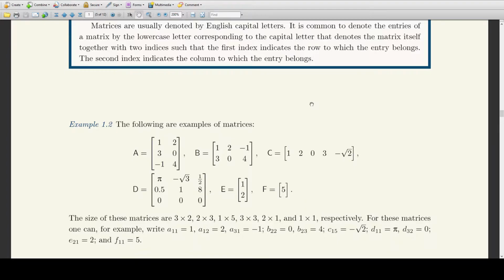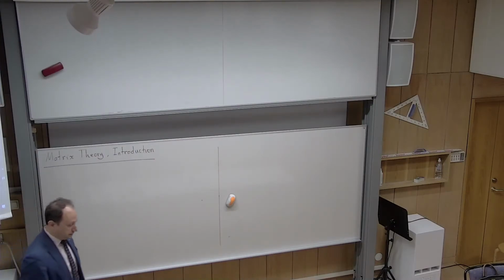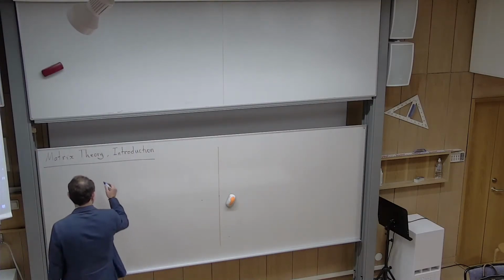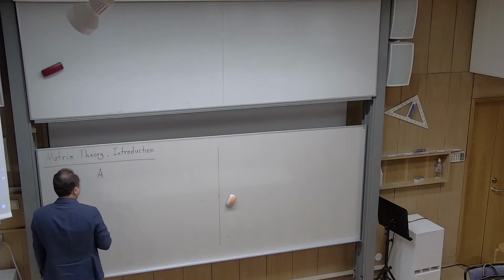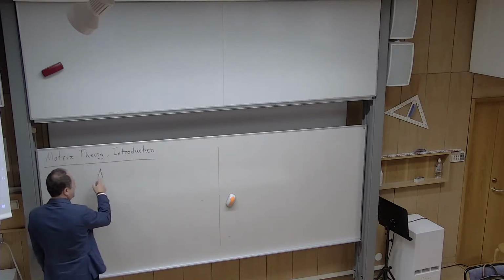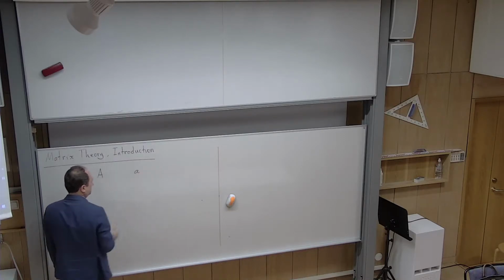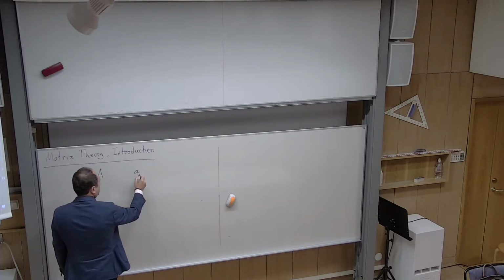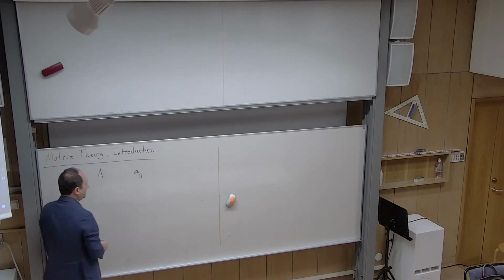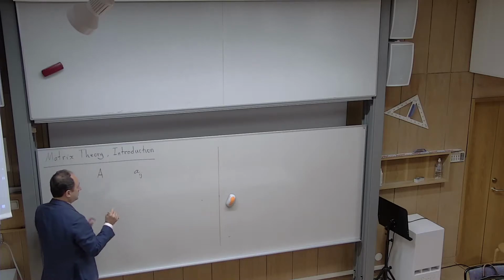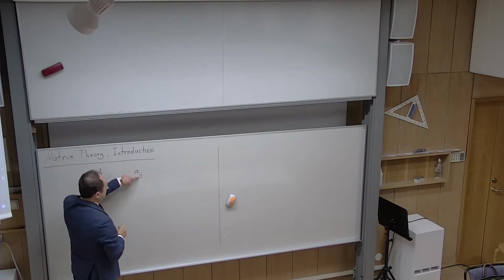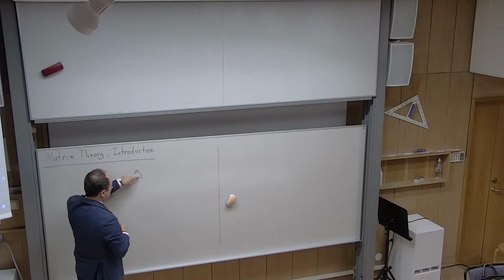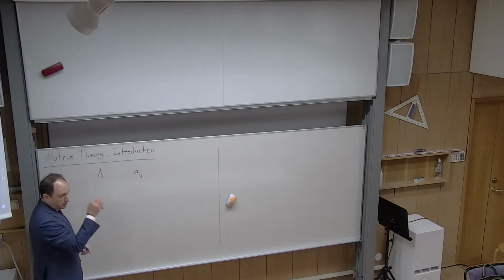Okay, let me now try to write something on the board. I have to switch the camera. So here, if I have a matrix A, it is common to denote the entries with little a. Then I write 2 indices, i and j, and this is always by convention. The first number represents the row number, and the second number represents the column number.